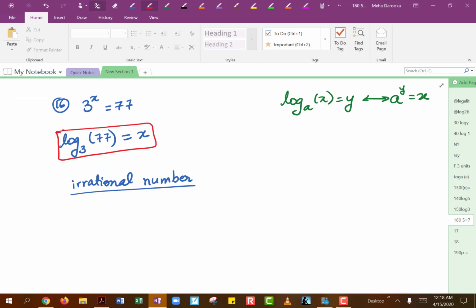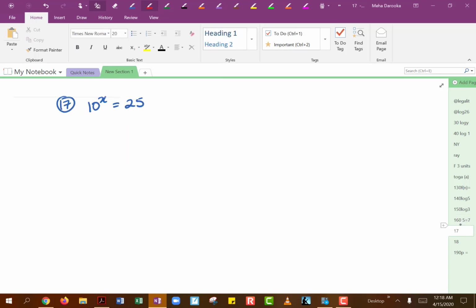Okay, let's look at number 17 here. You are given 10 to the power of x equals 25. So again, we're going to convert this from exponential into logarithmic form. So this will be log, which will have a base 10, same as our exponential, and this will be log of the number 25, which equals x. Now remember, log with base 10 is our common log, so you don't have to write that base 10. You can just rewrite this as log of 25 equals x.